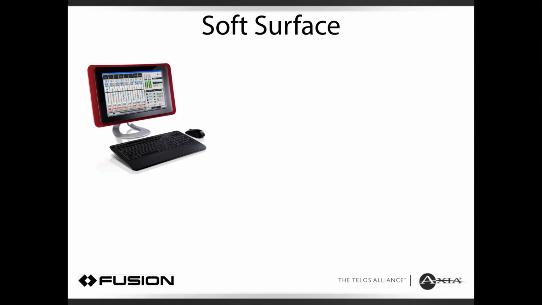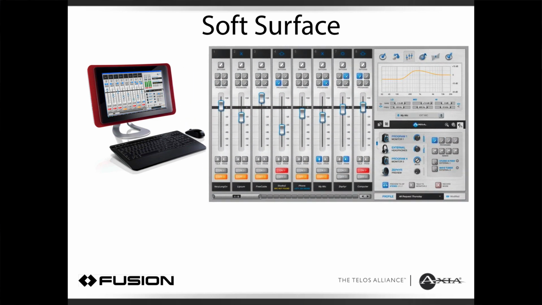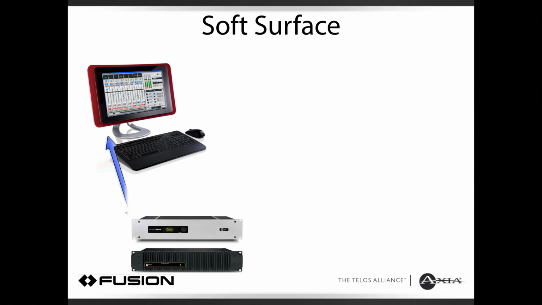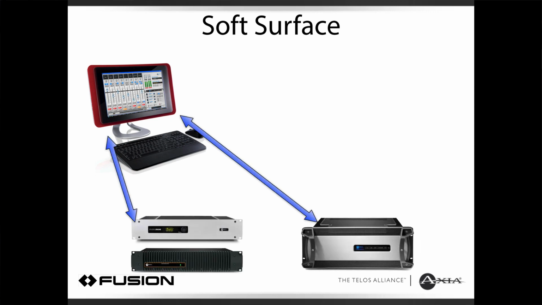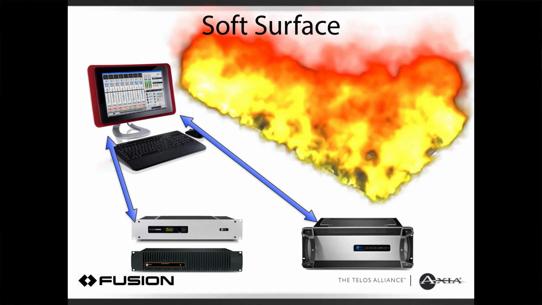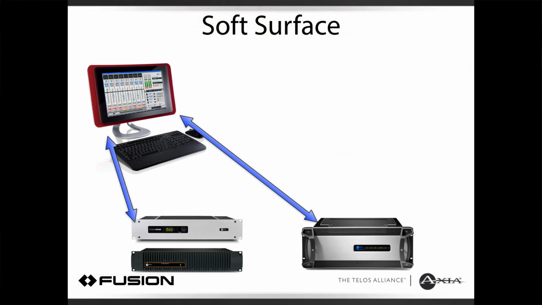You know, there are a lot of Axia users who like the soft surface. It's software that will control a mixing engine or an Axia console. Well, good news, the soft surface works just fine with the new Fusion console, and it works either in the a la carte configuration or in the power station configuration. Either way. And this is kind of cool. Soft surface will control this console either with or without a console actually being present.